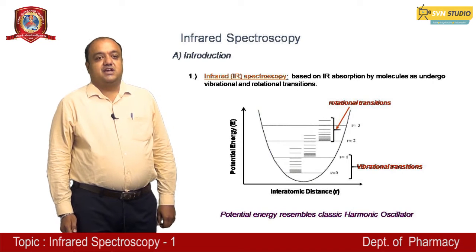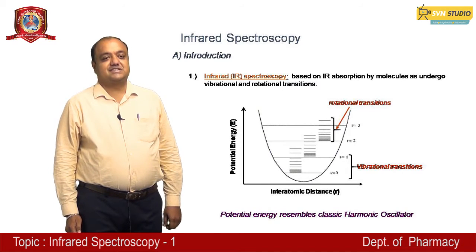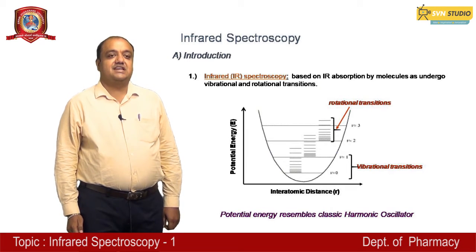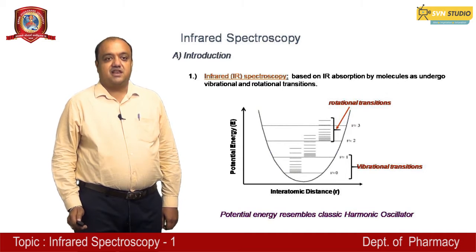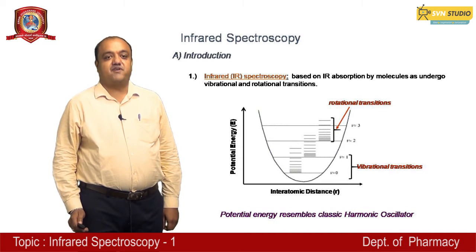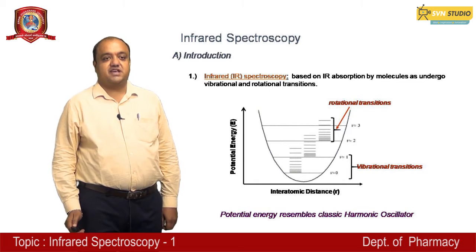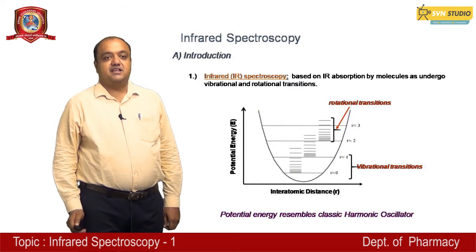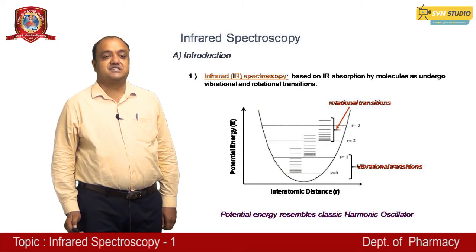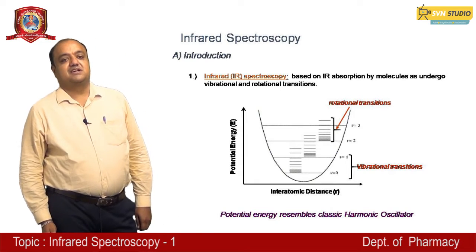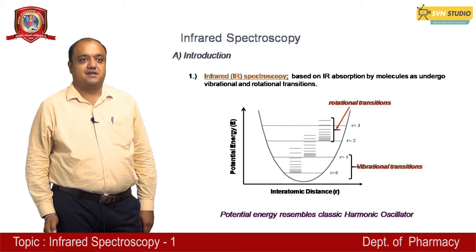In the graph, the x-axis shows the interatomic distance, represented by R, and the y-axis shows the potential energy, represented by E. The absorptions are like v=0 and v=1. These are vibrational transitions, which require less energy, and v=2 and 3 are rotational transitions, which require the highest amount of energy. The potential energy resembles a classical harmonic oscillator.